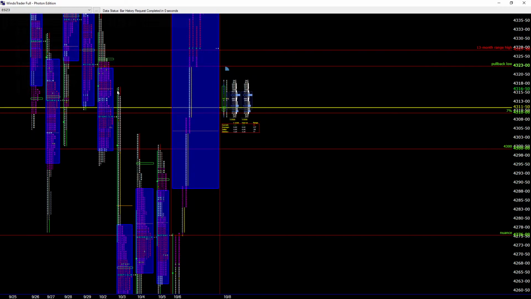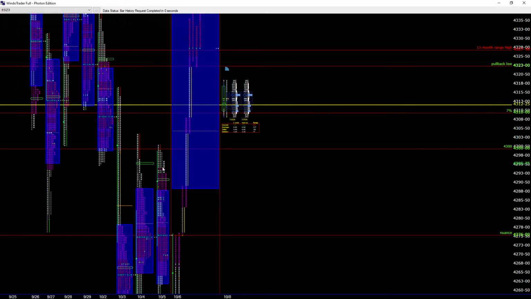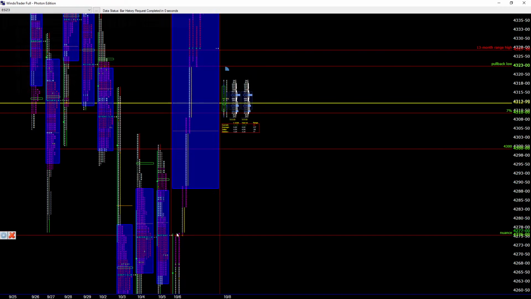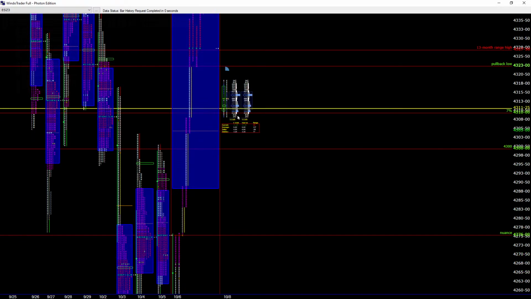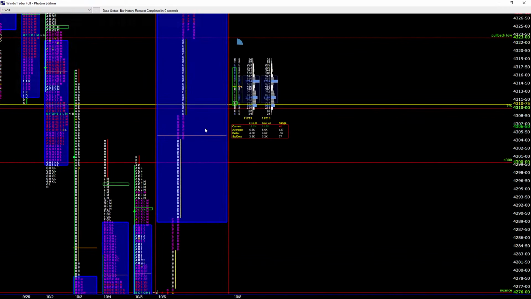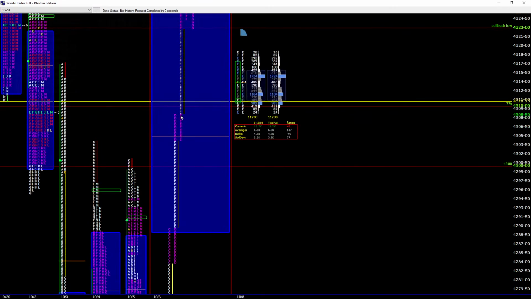The market is back inside this 3-day range now. As I said again, this is just the overnight. The market has just opened. We still have a long way to go from here. All right, this is a sign of weakness.